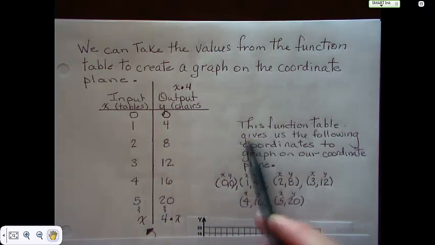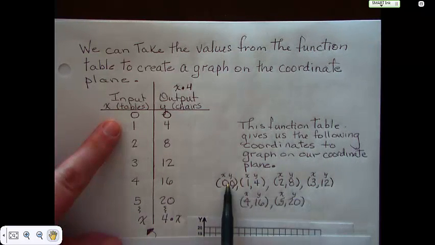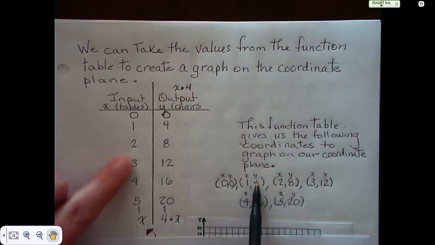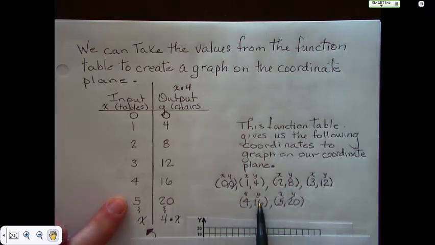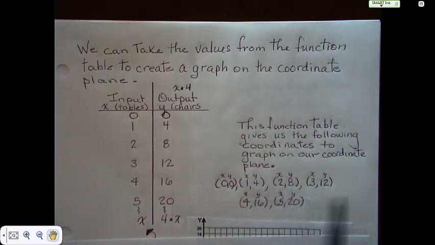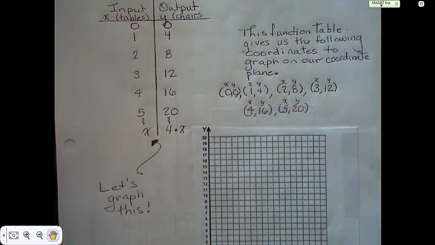This function table gives us the following coordinates to graph on our coordinate plane. We have 0, 0, 1, 4, 2, 8, 3, 12, 4, 16, 5, 20, and we could go on forever. Whatever we would put in for x, it would be 4 times it. So I could go on to a million tables, 4 million chairs. That would be a little hard to graph on this graph, but we could do it if we needed to. So if we look at the coordinates that we're given, let's graph it.